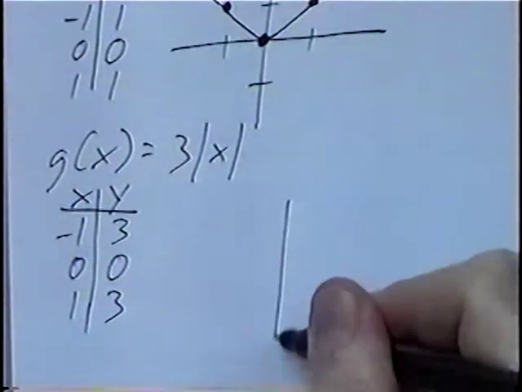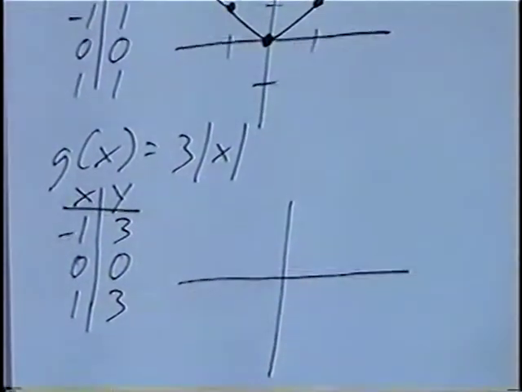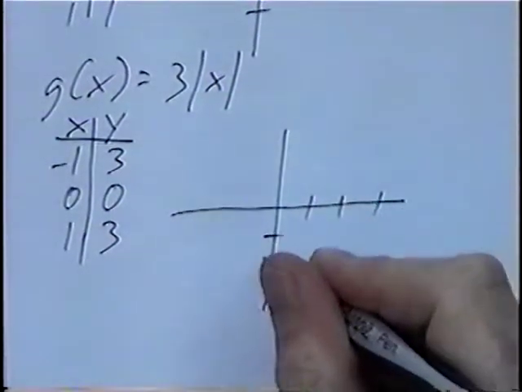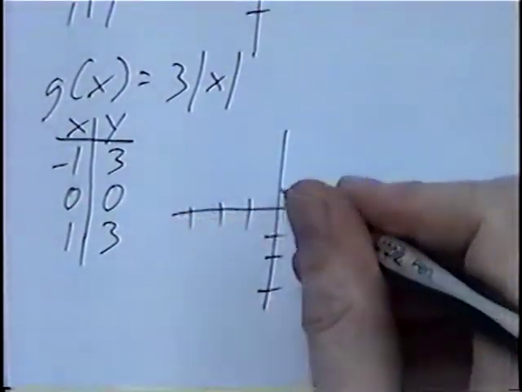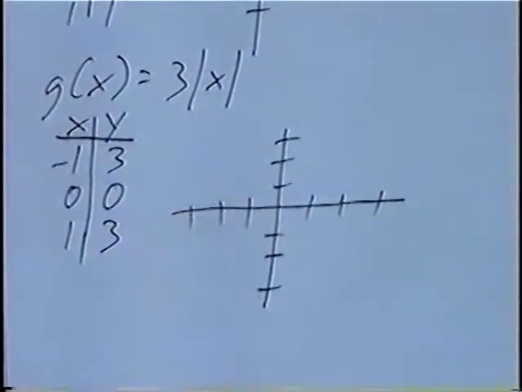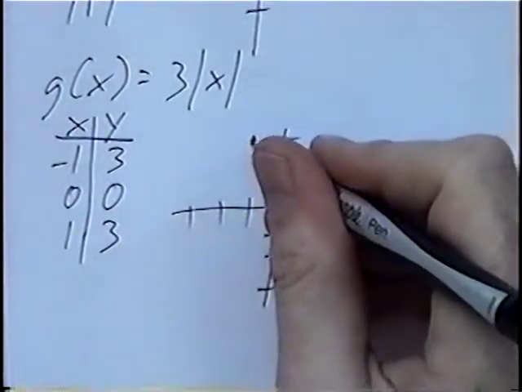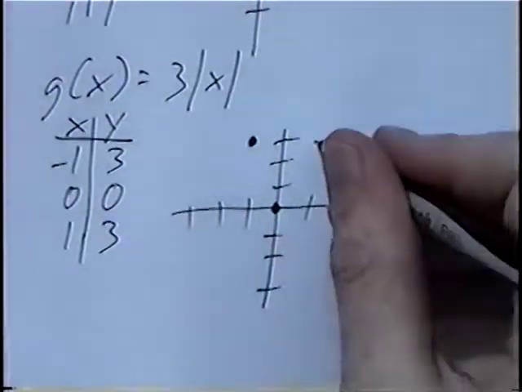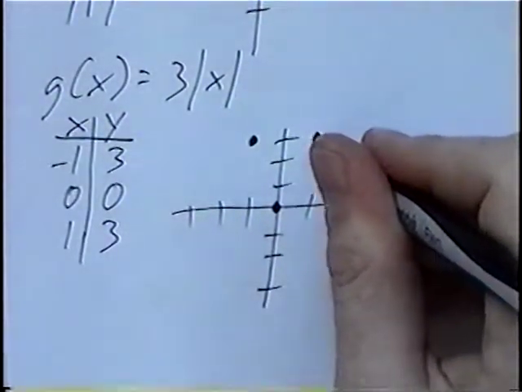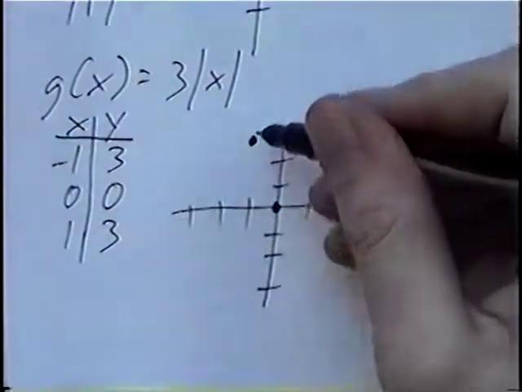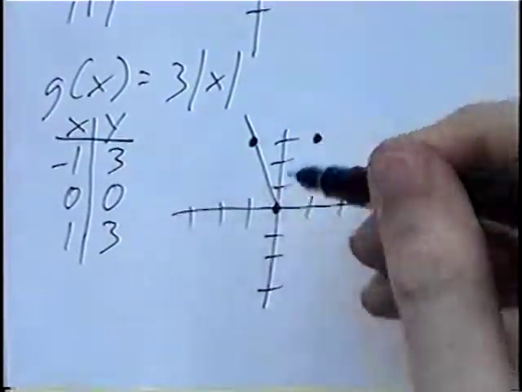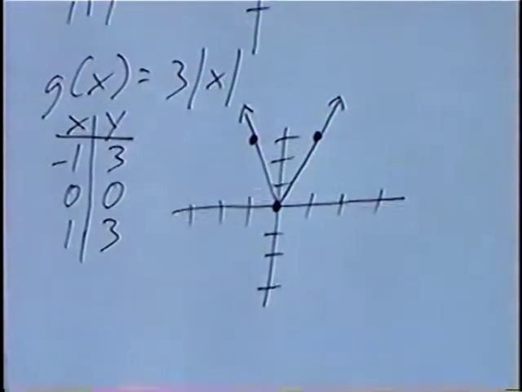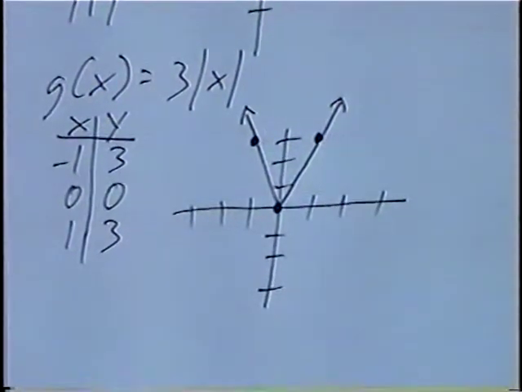Graphing the points again on the xy axis. Negative 1, 3. 0, 0. And 1, 3. And again, the points should line up to make a V shape. Every absolute value graph will be a V shape. We'll connect them, and that will be the graph for the equation.